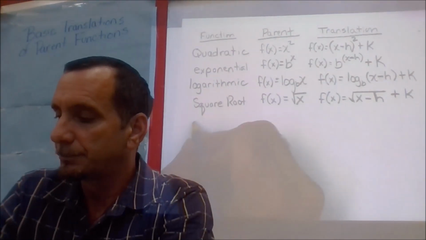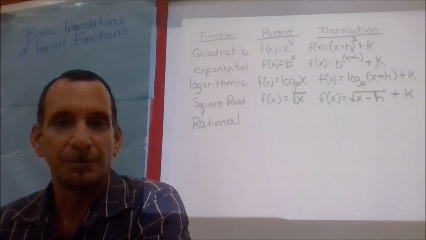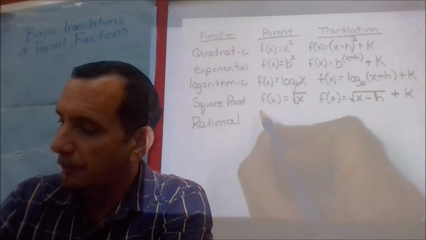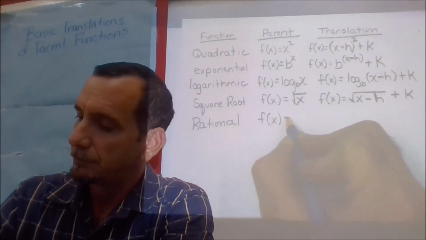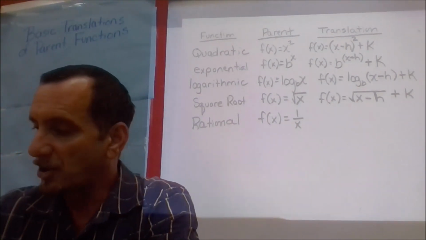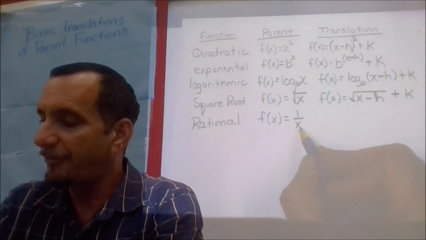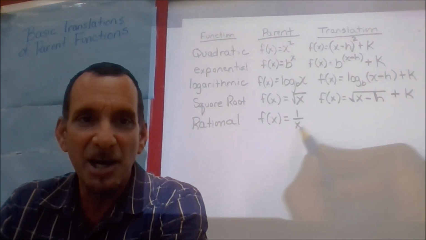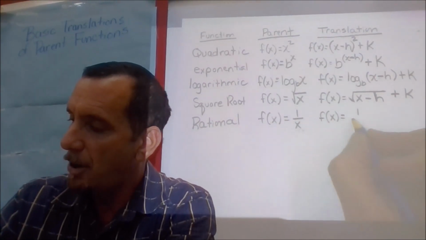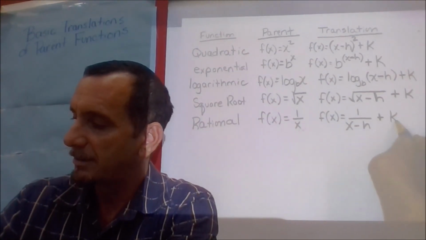Let's try rational functions. Do we remember the parent function of a rational function? f of x is 1 over x. It's a rational function. We've got a variable in the denominator, and because my left or right translation is going to stay with that x, it's going to stay in the denominator, and we're going to get 1 over x minus h plus k.